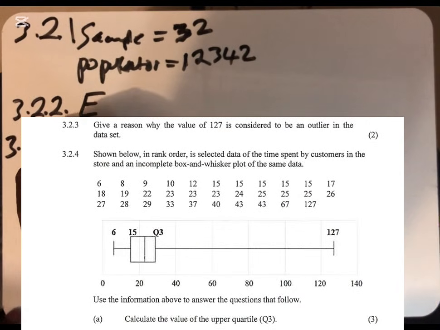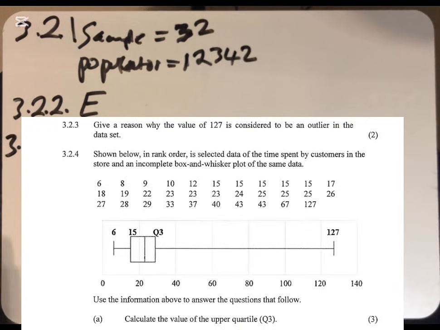Let me just move to 3.2.4. It says that shown below in rank order is selected data of the time spent by customers in the store and an incomplete box and whisker plot of the same data. So if you can check, now they are saying that these numbers are arranged in order. We are having 32 numbers here.